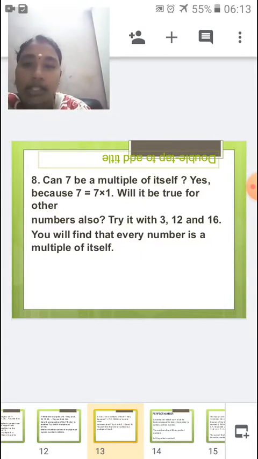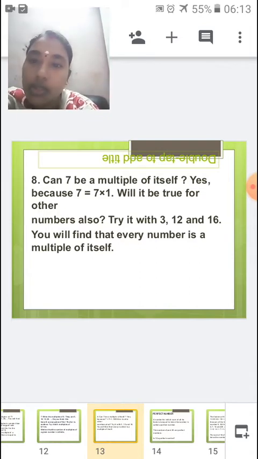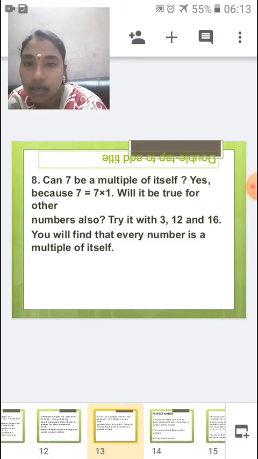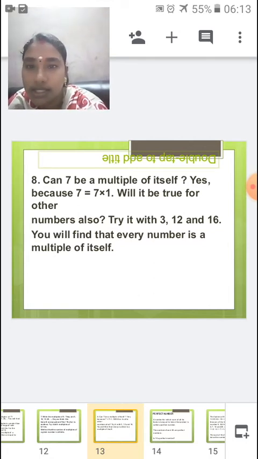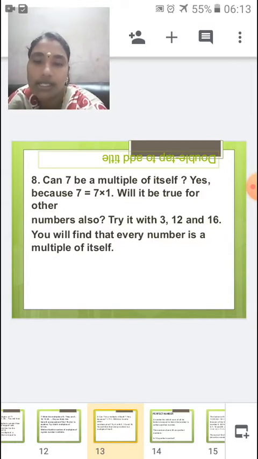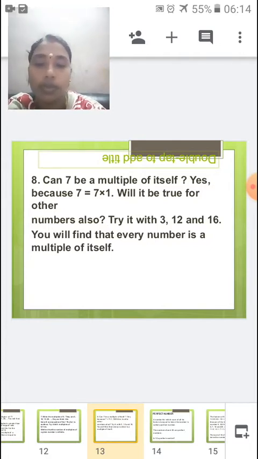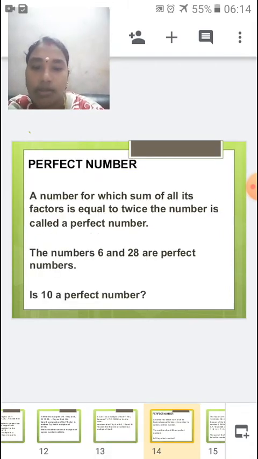Right? Factors are lesser than or equal to the given number, but multiples are greater than or equal to the given number. So multiples are infinite, that is they are not countable, and factors are countable, that is finite. Okay, so did you understand the multiples and factors of a number? So now let us go to prime or composite numbers.